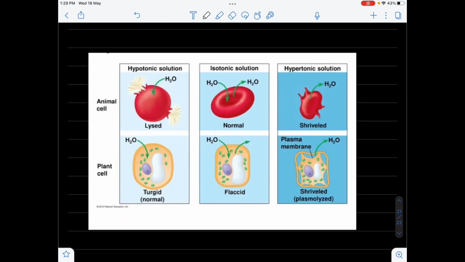Now let us see movement of water in a cell in different types of solution. Here I have taken both animal cell and plant cell, and here are the three types of solutions.